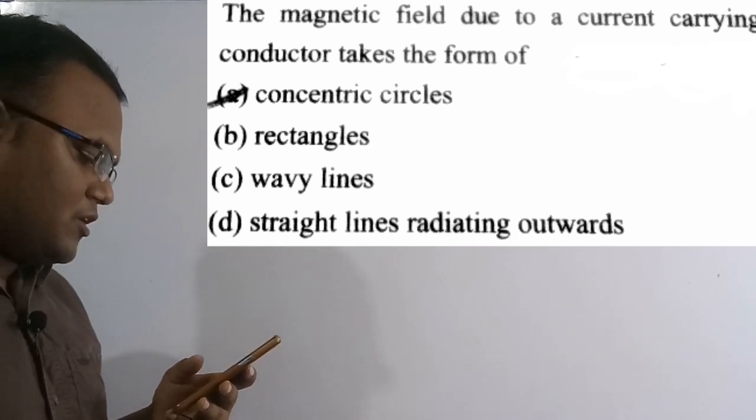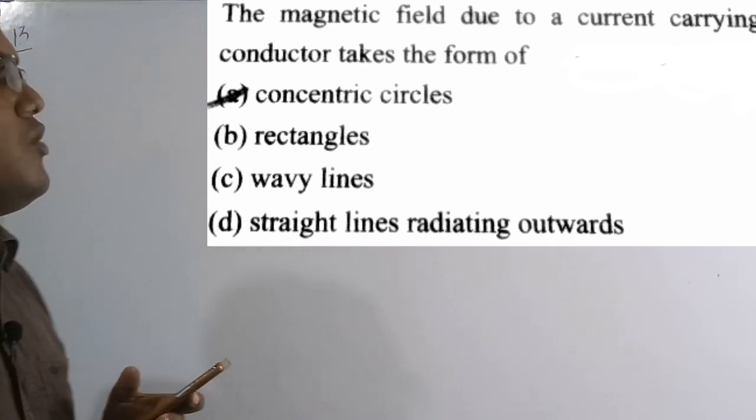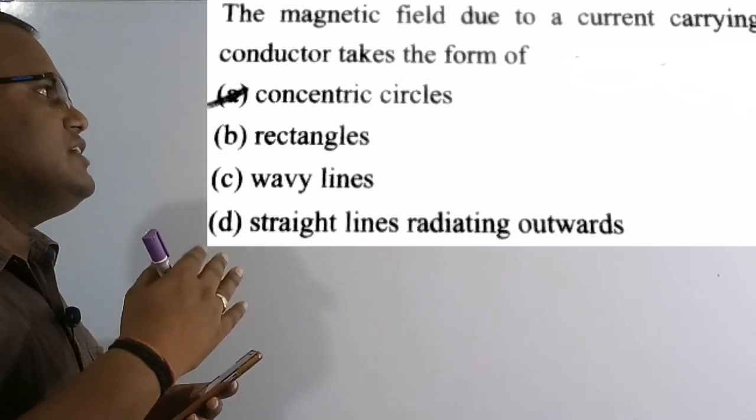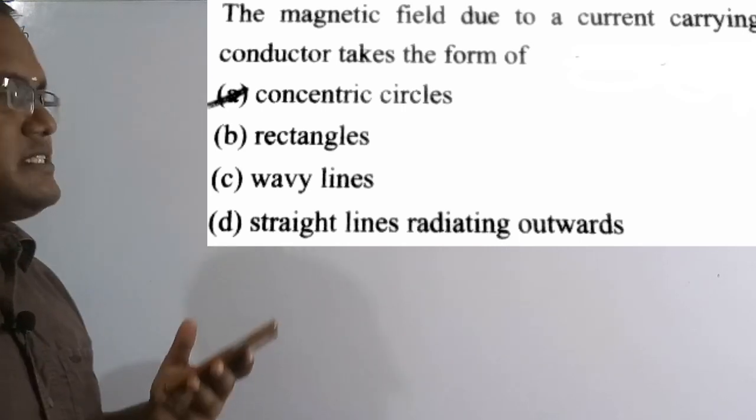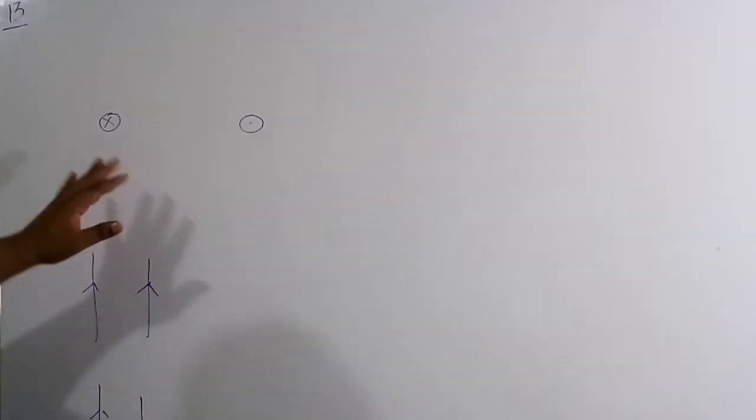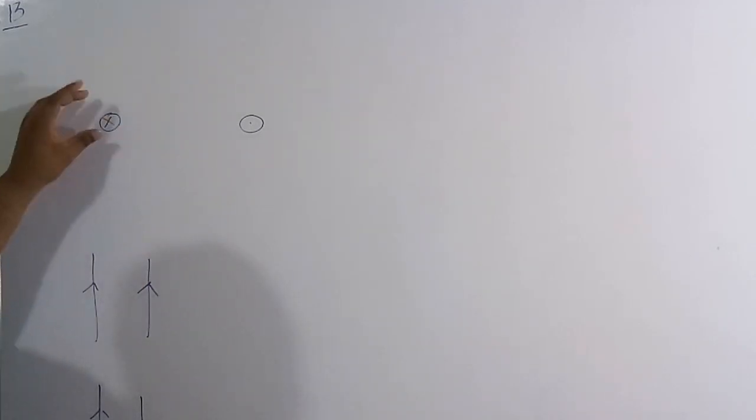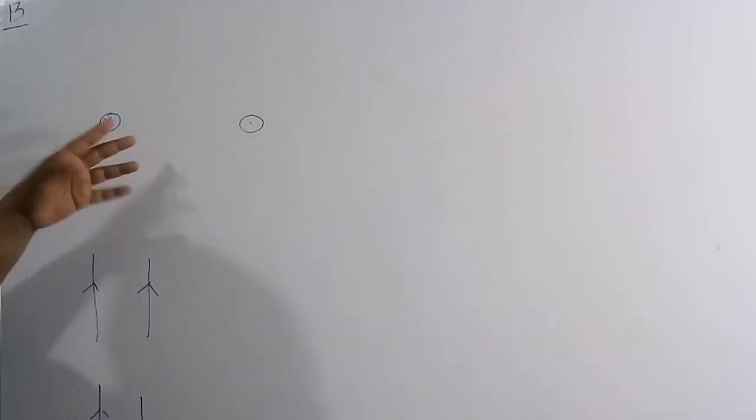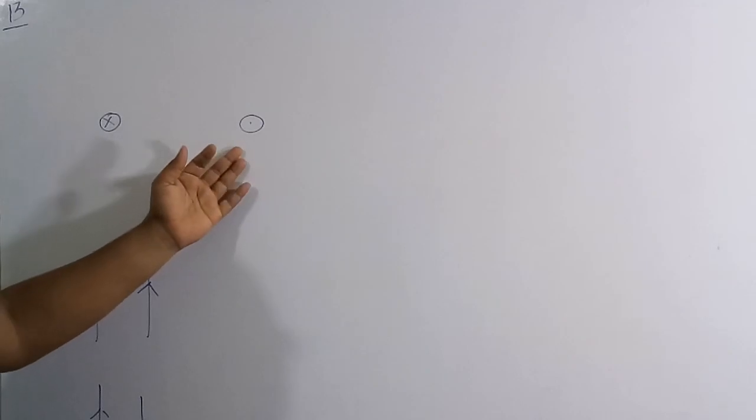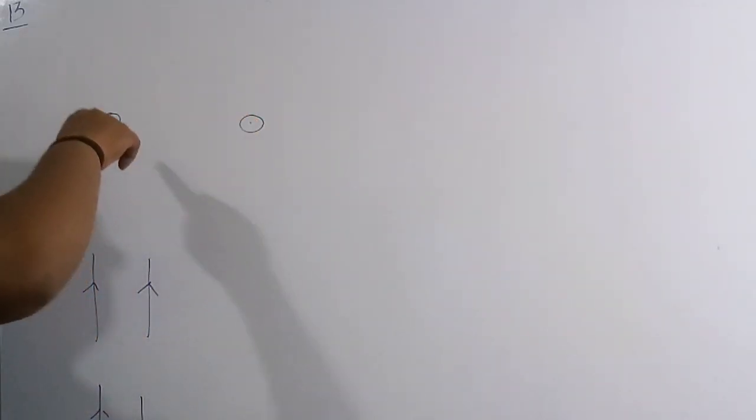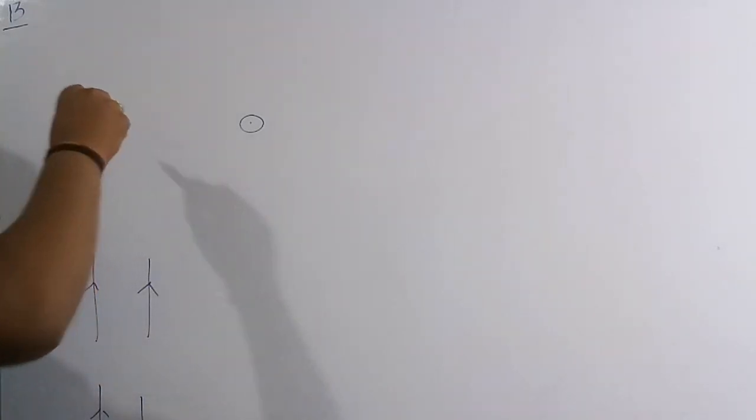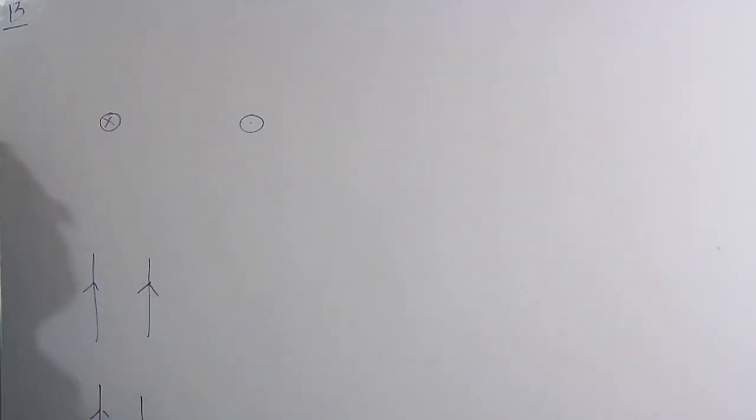So what are the four options? Option A, concentric circles. The wire carries the current, so it is going to produce the magnetic field in concentric circles. Now we'll discuss something more about this. Suppose this cross indicates the current is going into the board, and the dot indicates the current is coming out of the board. Suppose there is a wire like this and the current is going inside the wire.